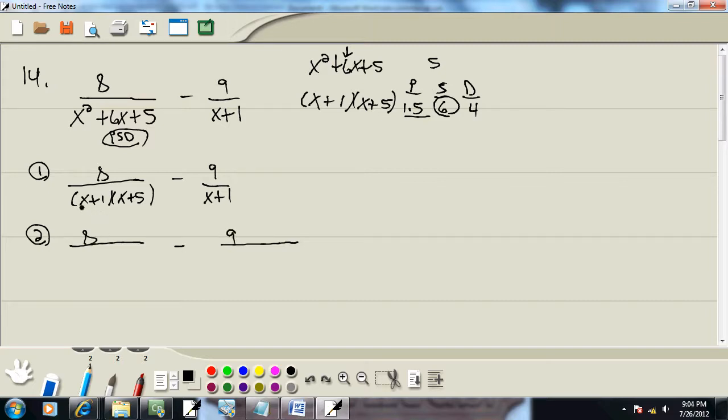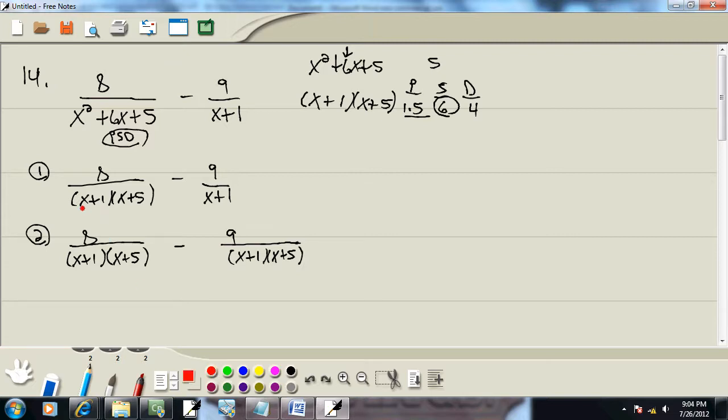Okay, so we're going to start with our first factor, the x plus 1. And we're looking for the greatest number of x plus 1s in a single denominator. There's 1 here, there's 1 here. So the greatest number of x plus 1s in a single denominator is 1. Then I go to my next factor, the x plus 5. And I'm looking for the greatest number of x plus 5s in a single denominator. There's 1 here, none here. So the greatest number of x plus 5s in a single denominator is 1. So that's our LCD. And we want to rewrite each fraction with that new denominator.